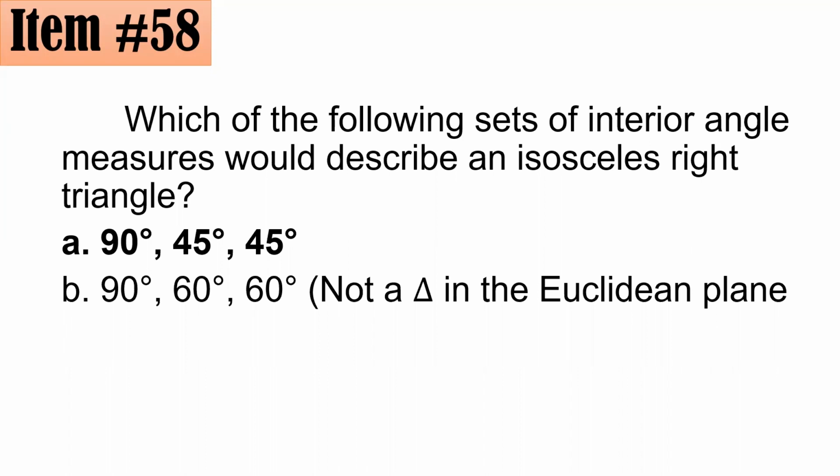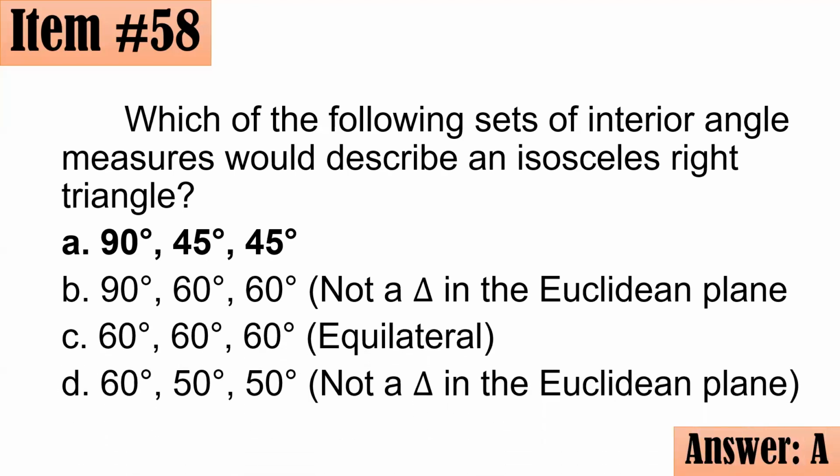90, 60, 60 is not a triangle in the Euclidean plane or flat surface. Bakit? Yung triangle kasi na nasa Euclidean plane or flat surface, dapat the sum of all the interior angles should sum up to 180 degrees. The fact that 90 plus 60 plus 60 is not 180 degrees. So therefore, sure po tayo na mali ito. And of course, C and D are wrong. So A is correct. All right.